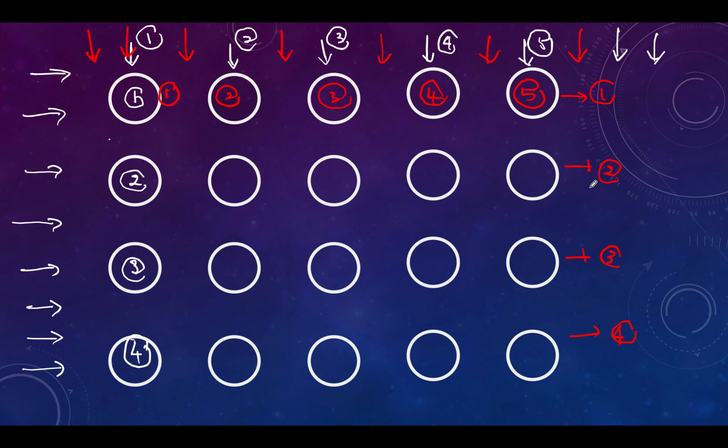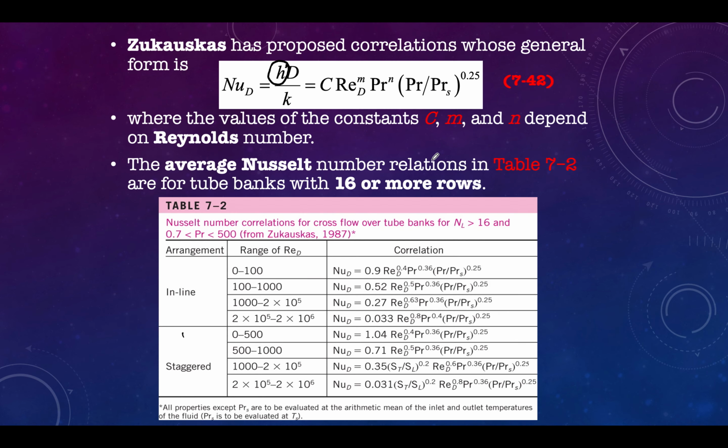Okay? The key is you have to determine where the flow is. Then after you determine where the flow of the fluid is, you can determine the number of rows. Sometimes in the question, it will be given directly. Sometimes it will give you the figure, and then you have to determine the value of rows. The importance of rows is that when you want to find the Nusselt number, you have to refer to table 7.2. We have other tables for rows below 16.